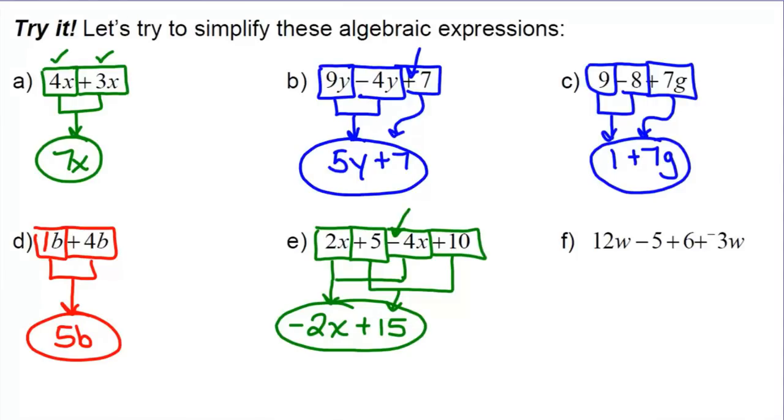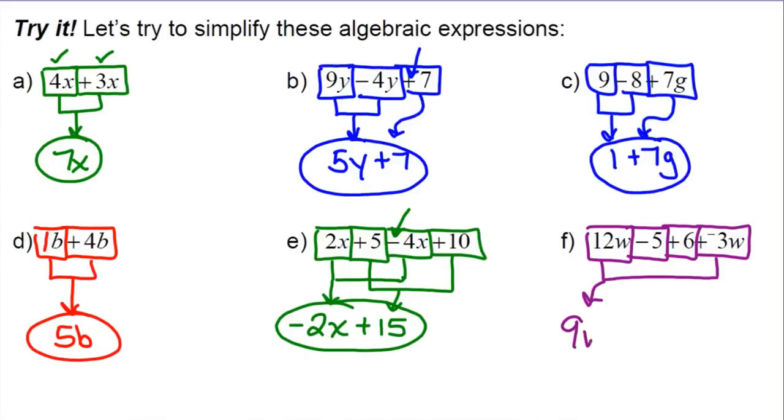Last one, we have 12w minus 5 plus 6 plus negative 3w. And again, my w's are like terms, so I'm going to combine those. 12w plus negative 3w, that's like 12w minus 3w, and that is 9w.